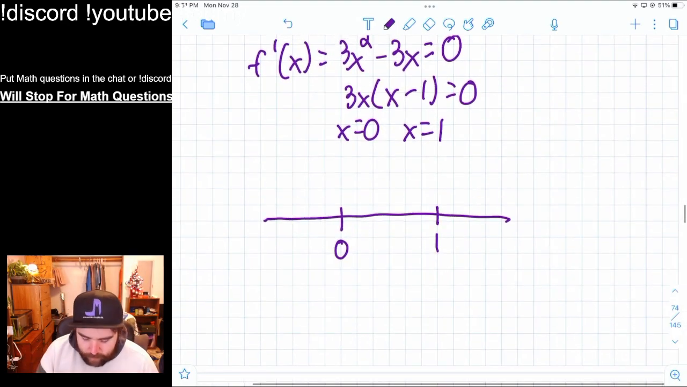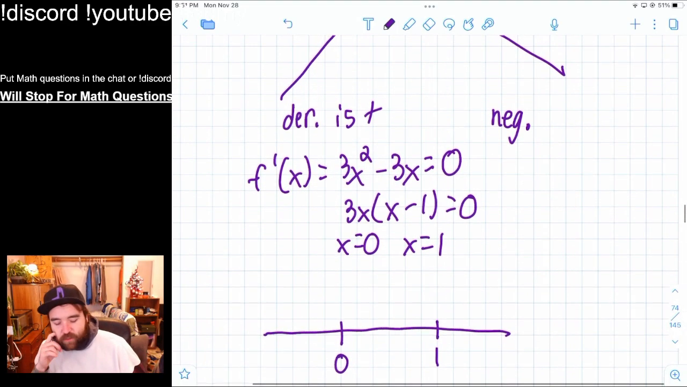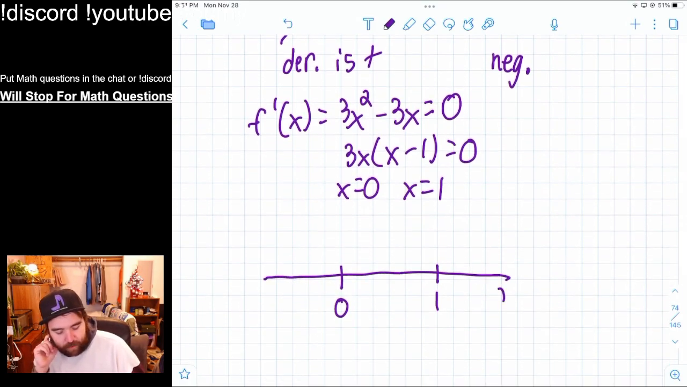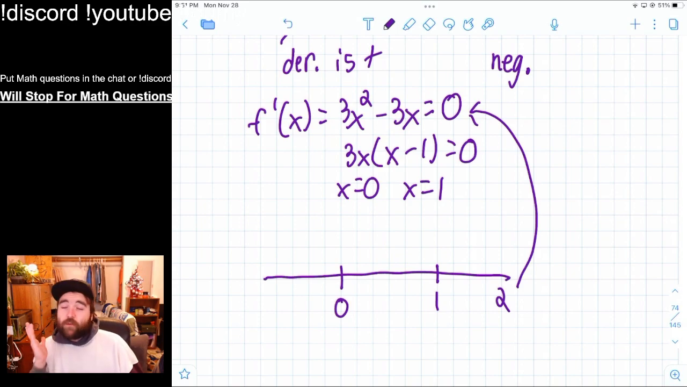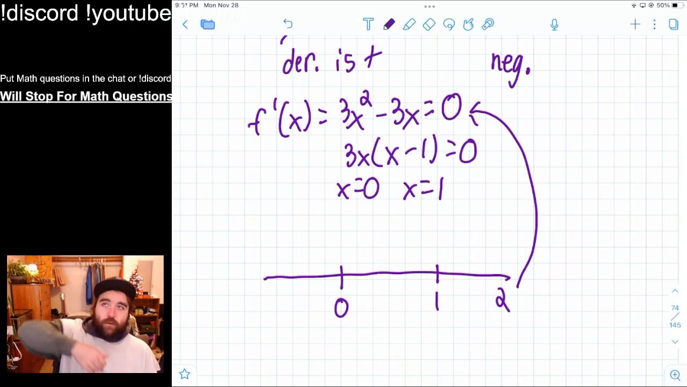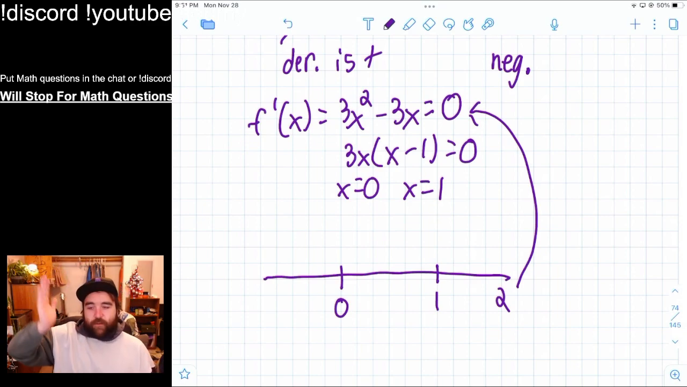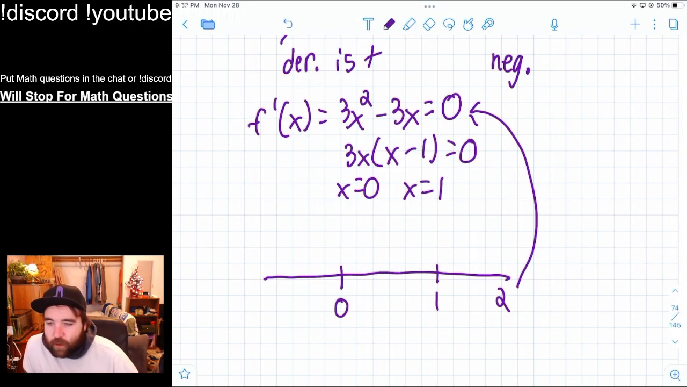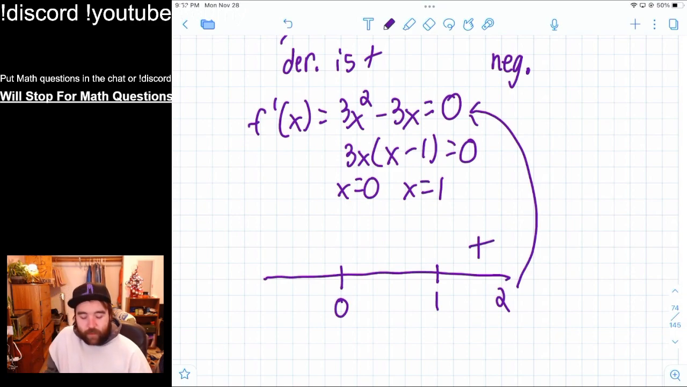So let's think about a number bigger than 1 first. So 2. Let's plug in 2. We're going to plug 2 into the derivative equation because we want to know at 2 is the derivative positive or negative. If we plug in 2, what do we get? 12 minus 6. So that's positive. We don't care what the number is. We just want to know if it's positive or negative. And so we found that at 2, it's positive.